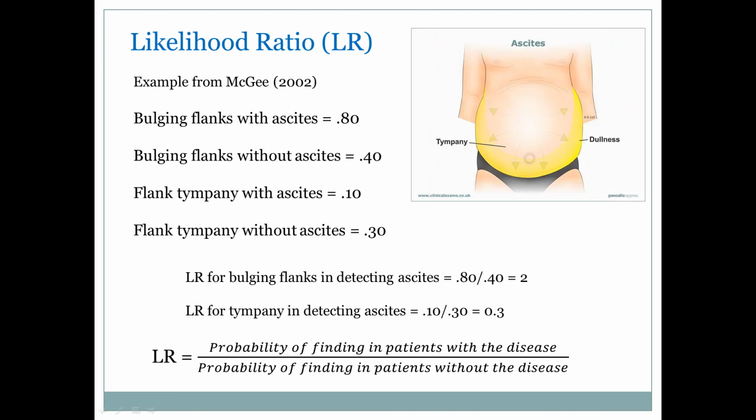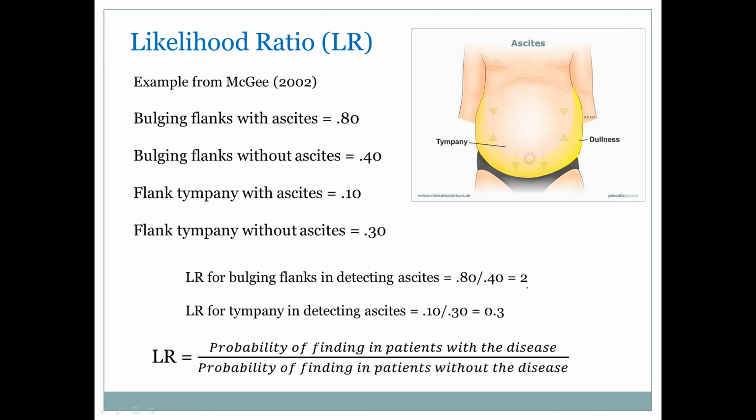Okay, so 80% who have bulging flanks and have it confirmed by ultrasound are going to have the ascites. And in 40% without ascites, they're still going to have the bulging flanks, but it could be just because of the gas or just distension for some other reason. So the likelihood ratio for the bulging flanks in detecting ascites, therefore, is going to be 2, because we take the 0.80 and divide it by the 0.40, and that gives us a likelihood ratio of 2.